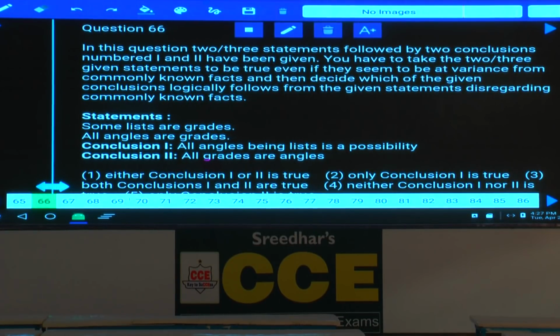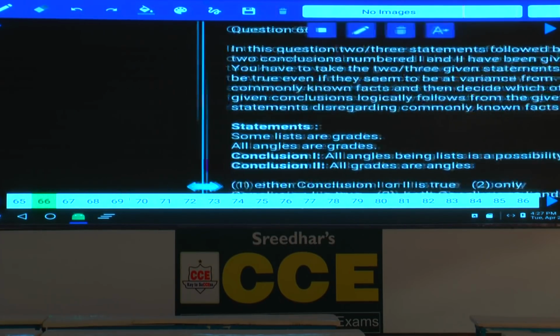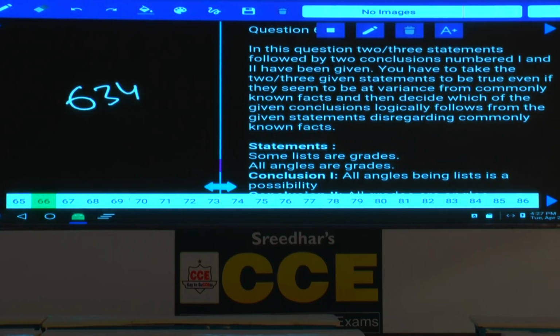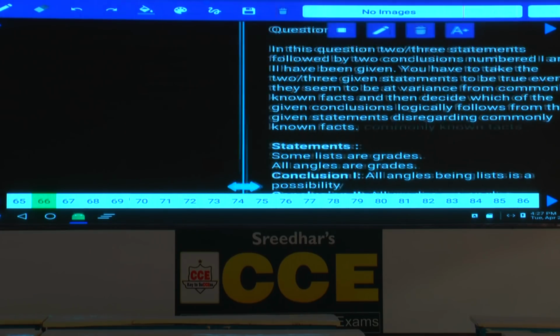Now paper number 634. In this paper, question numbers 66 to 70, these 5 questions are based on syllogisms. Now in this syllogism, some lists are grades.